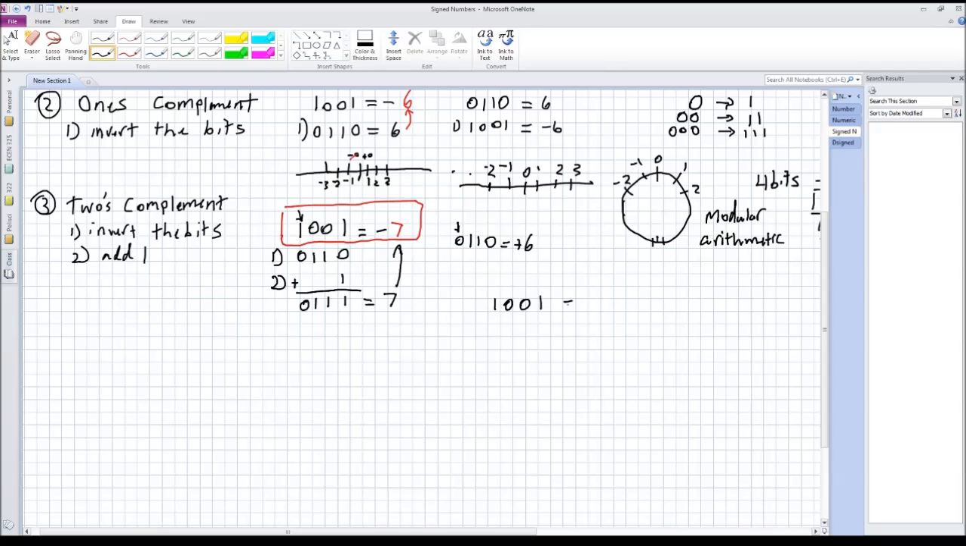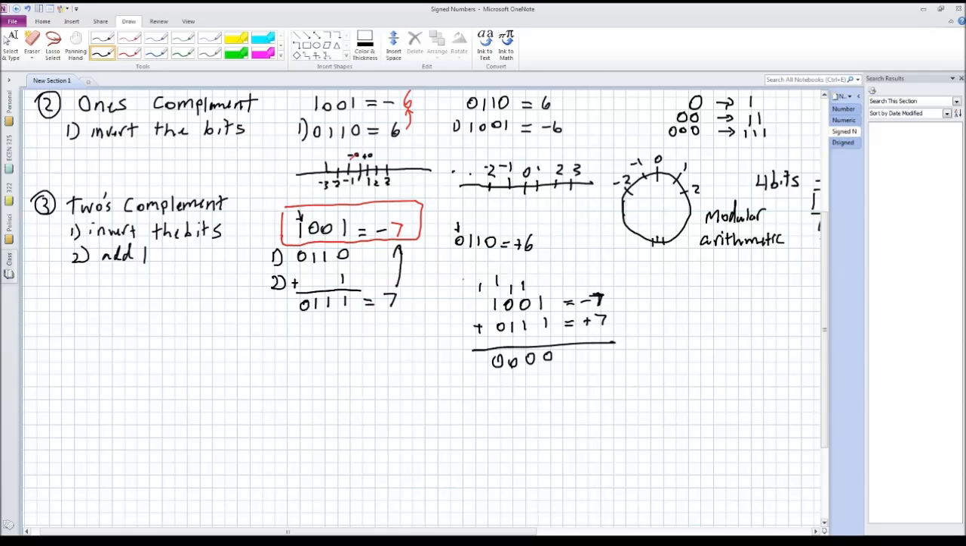Okay, awesome. We know that this is equal to -7. Not -1, -7. There we go. And now let's add 7 to it. So 0, 1, 1, 1, which equals +7. Now let's add these the same way we'd add normal unsigned binary numbers. 1 and 1, 0, carry the 1. 1 and 1, 0, carry the 1. 1 and 1, 0, carry the 1. 1 and 1, 0, carry the 1.